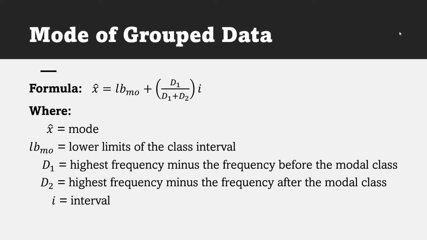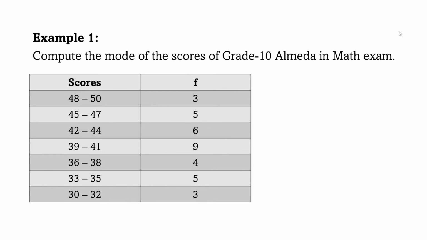So we have an example here of group data. Compute the mode of the scores of grade 10 Almeda in math exam. So we have our table here with the class intervals of 48 to 50 with a frequency of 3, 45 to 47 with a frequency of 5, 42 to 44 with 6, 39 to 41 ang frequency niya naman ay 9, 36 to 38 na may 4, 33 to 35 which have 5, and 30 to 32 with a frequency of 3.